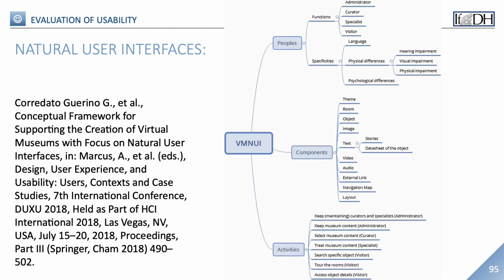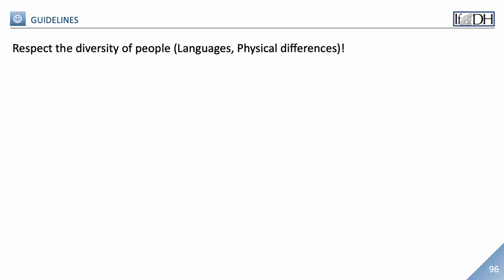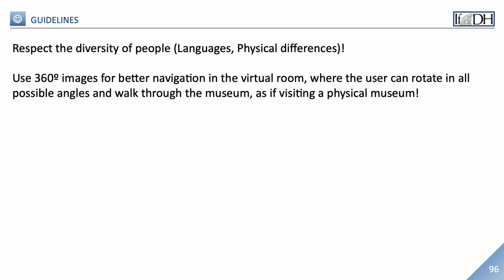In 2018, Corradato Giorino's group published a conceptual framework for supporting the creation of virtual museums with focus on natural user interfaces. They end their article with the following guidelines. Respect the diversity of people, that is, languages and physical differences. Use 360-degree images for better navigation in the virtual space, where the user can turn and walk through the museum in all possible angles as if they were visiting a physical museum.